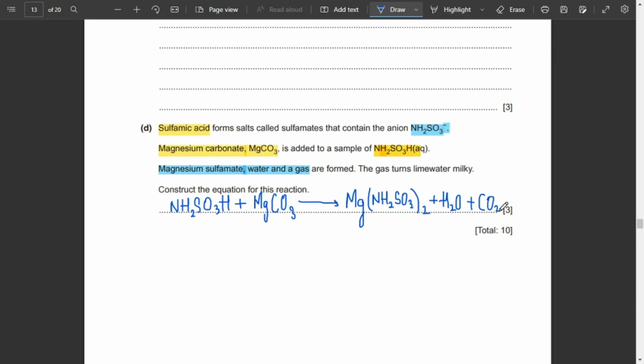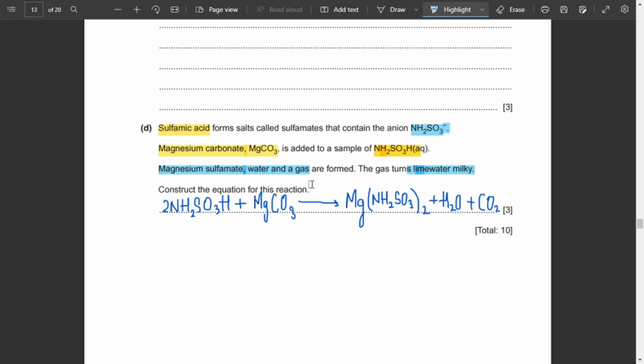Alright, so this is how the equation will be formed. Now we're supposed to balance it. So for balancing, you need to use the basic trial and error method. So over here we might have to, and yeah, it's probably balanced. Alright, not a big deal. Now, how did I get to know the gas? Because of this: lime water turns milky with carbon dioxide only. That is why carbon dioxide will be formed, along with water and magnesium sulfamate that we have over here.